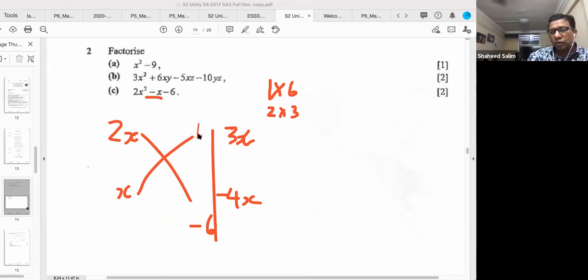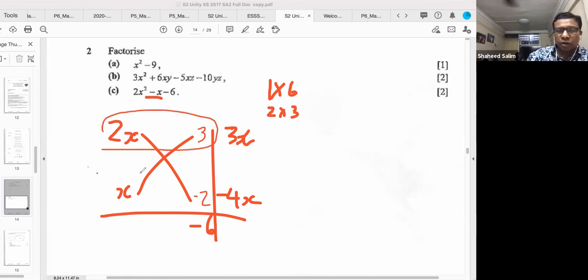Next one, if you put 6 down here, you put down 1 on here, you're going to get 6 and 2. 6 and 2, you can get 4 only if you minus. So this 2 cannot be it. It must be 3, 2 or 2, 3. In this case, by fluke, we have gotten 2 times 2 minus 4 times 3. So your 2x plus 3, 2x minus 2.